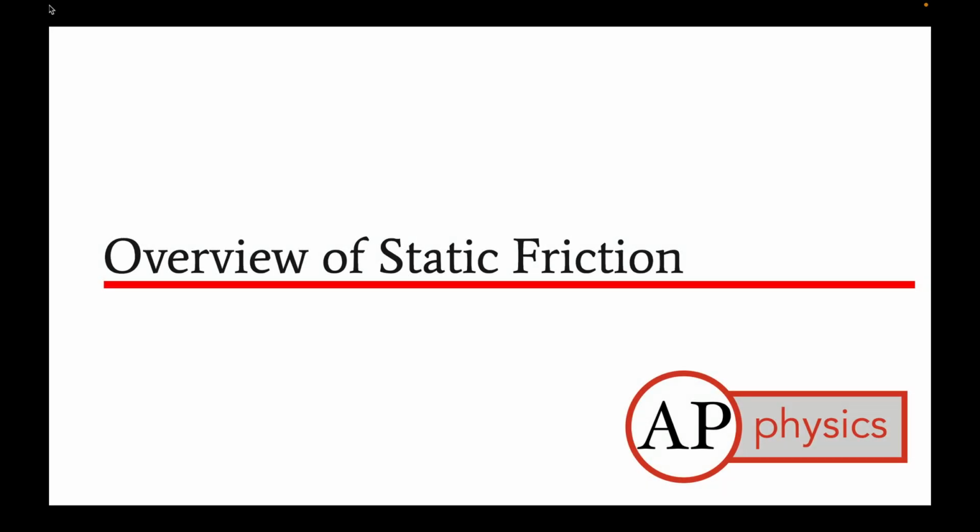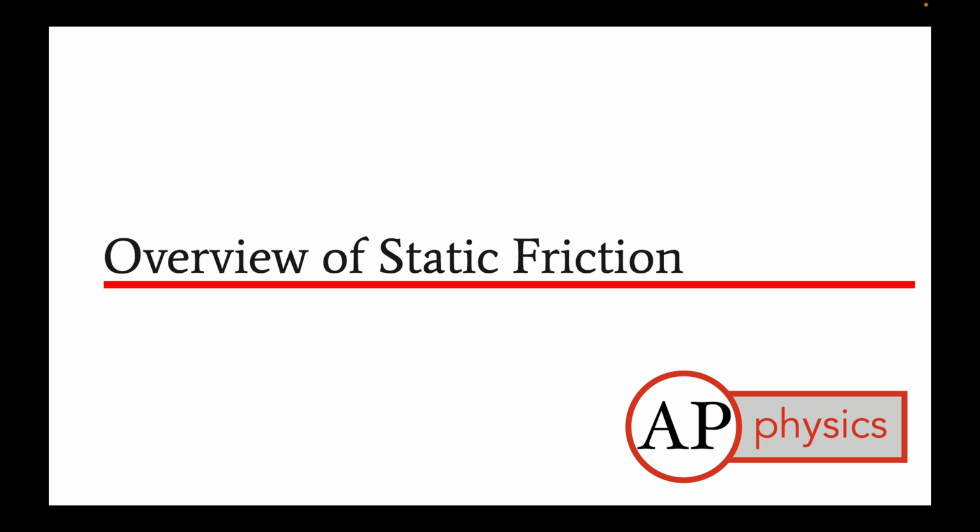This is an overview of the concept of static friction for AP Physics 1. Static friction is the type of friction that keeps things from moving, so everything is stationary. The other type of friction is called kinetic friction. That's when things are sliding, and we'll look at that later.